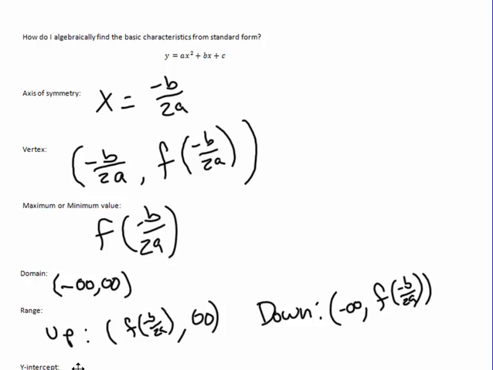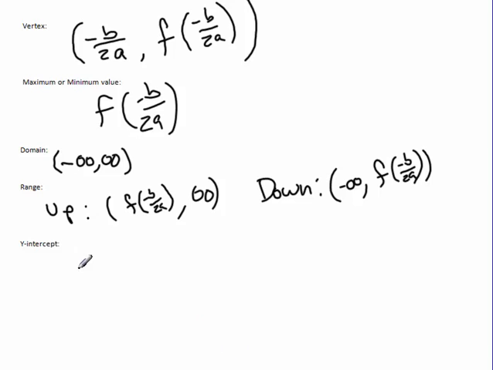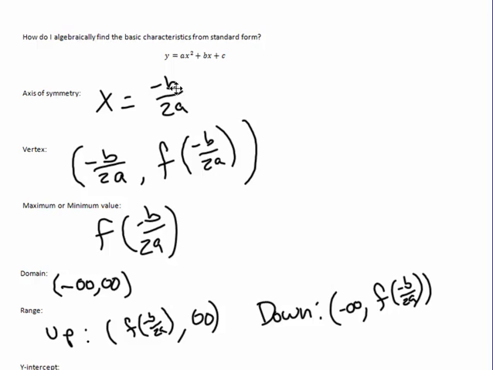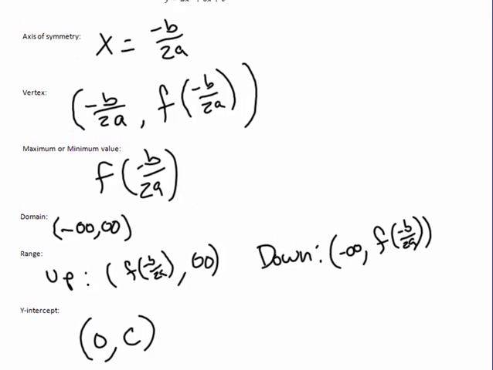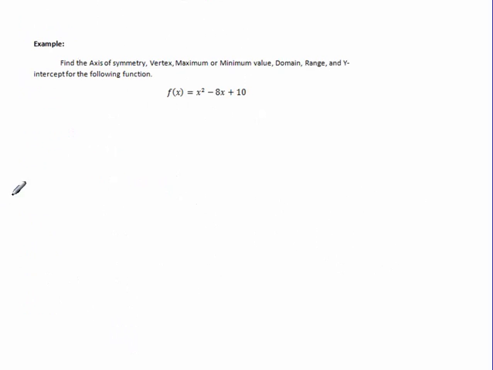Now for my y-intercept, the value of x for my y-intercept is always 0. So if I plug that into the original, ax squared plus bx plus c, x would be 0. So a times 0 is 0, b times 0 is 0, and I'm left with simply y equals c. So my y-intercept is always the point 0, comma, c. Well, that ain't too bad. All right, so let's put these ideas into practice.